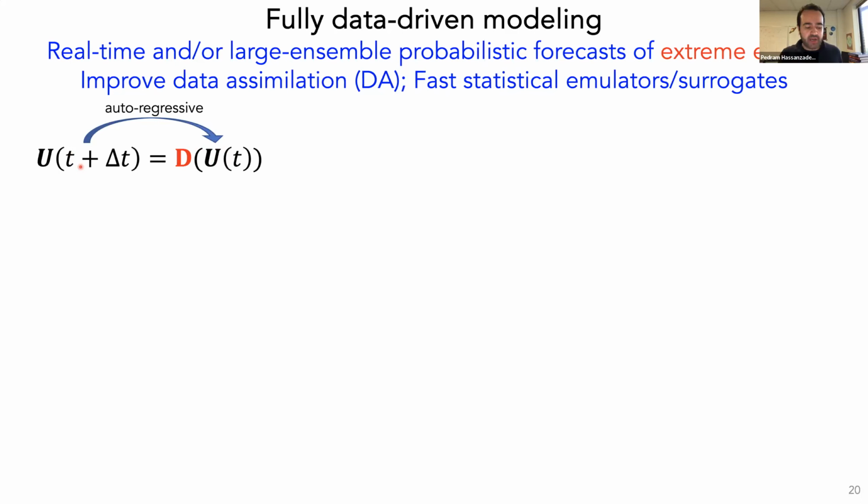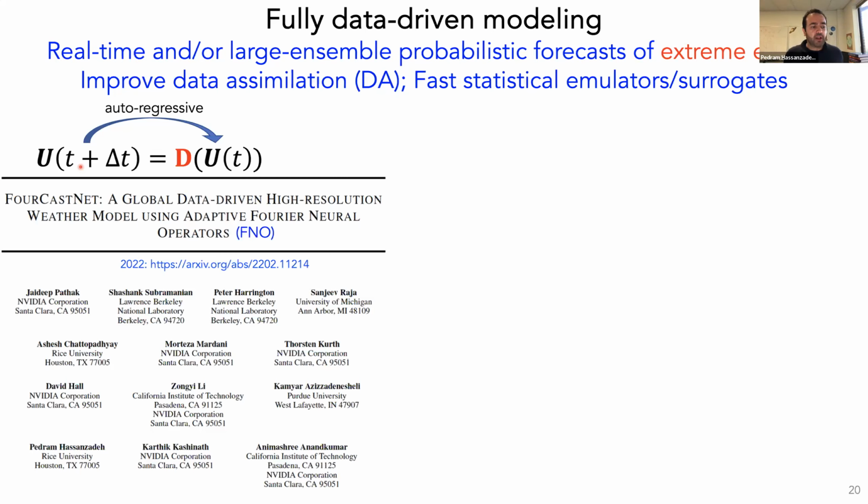Now, this kind of approach can be very appealing because once trained, these models are very cheap and very easy to run. So we can do real-time or probabilistic forecasts. These kinds of models can improve data assimilation, or we can turn them into fast statistical surrogate models that have many applications.